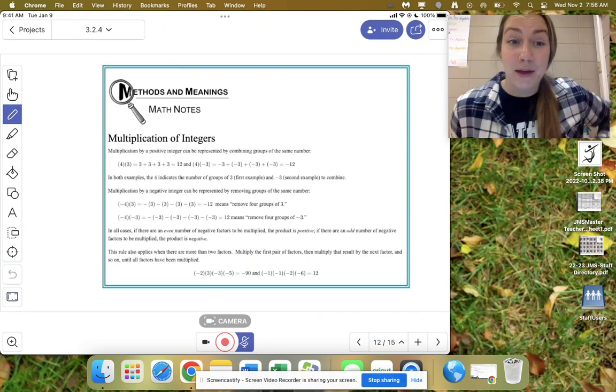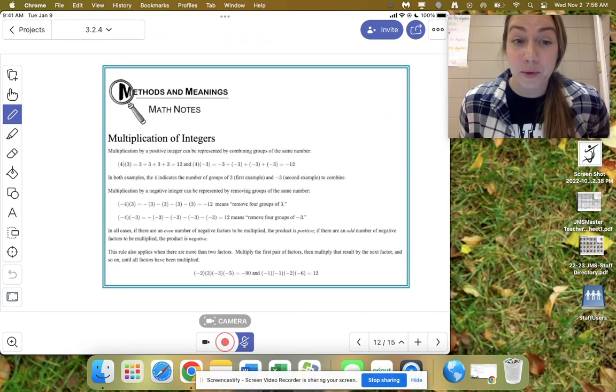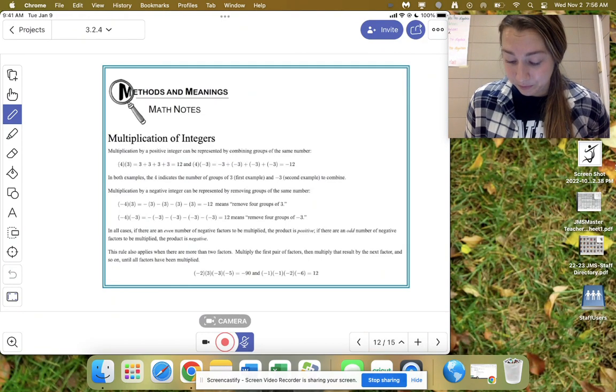Here is math notes today. So if you need help with multiplication of integers, please look at this.